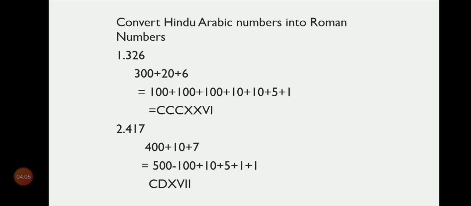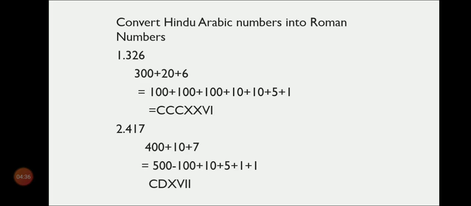Now we have 326. First we write the place values. 300 plus 20 plus 6. And then we separate it into symbols. Now 300 means 100 plus 100 plus 100. 20 means 10 plus 10. 6 means 5 plus 1.